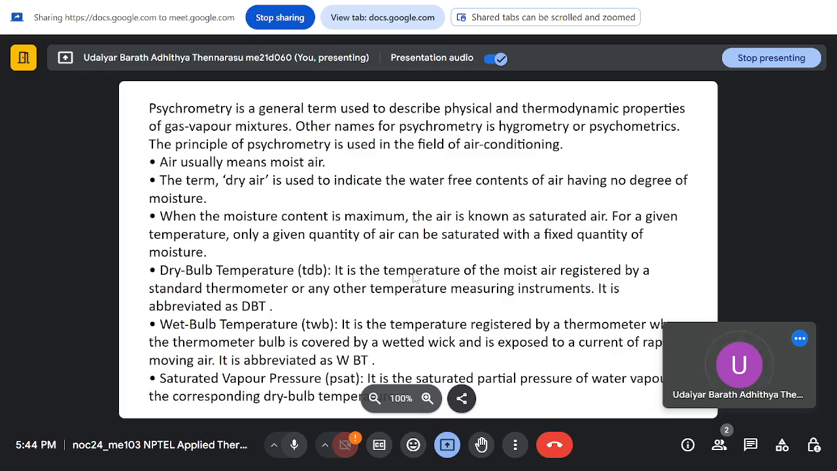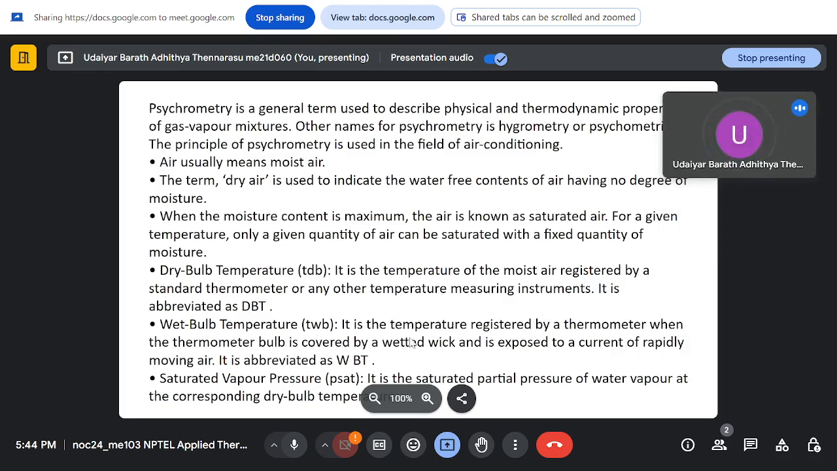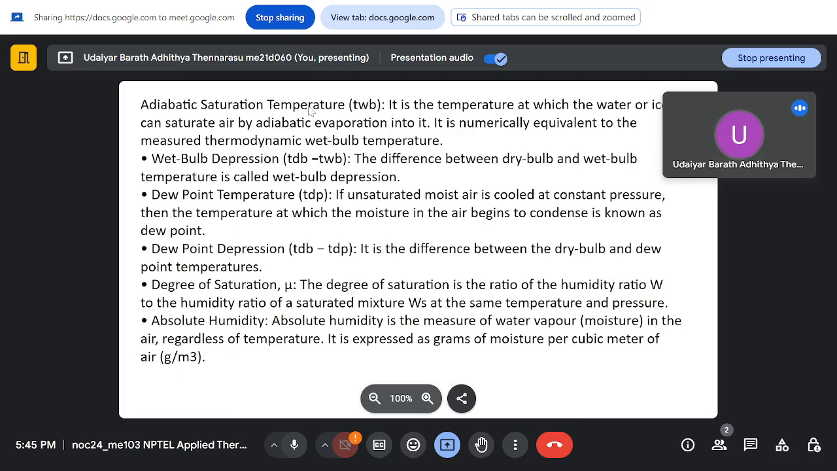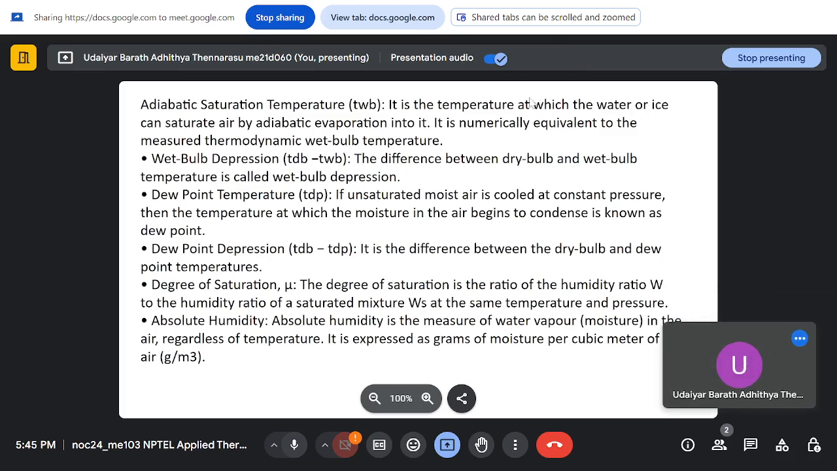Dry bulb temperature is the temperature of the moist air registered by a standard thermometer or any other temperature measuring instrument. Wet bulb temperature is the temperature registered by a thermometer when the bulb is covered by a wetted wick and is exposed to a current of rapidly moving air. So that is WBT. The saturated vapor pressure is the saturated partial pressure of water vapor at the corresponding dry bulb temperature. Then adiabatic saturation temperature is the temperature at which water or ice can saturate air by adiabatic evaporation into it. It is numerically equivalent to the measured thermodynamic wet bulb temperature.